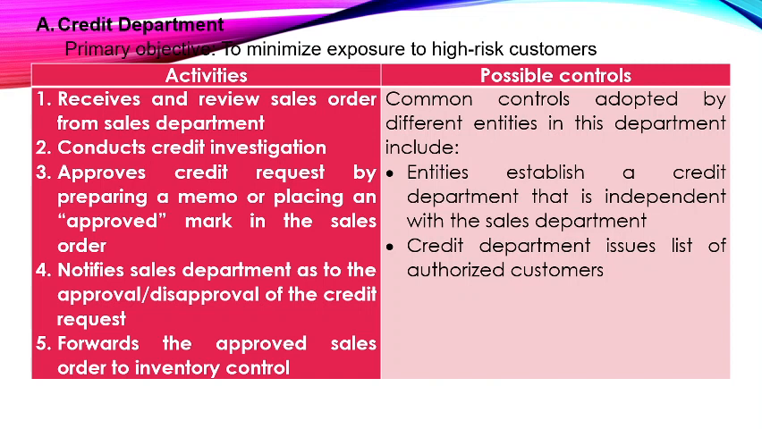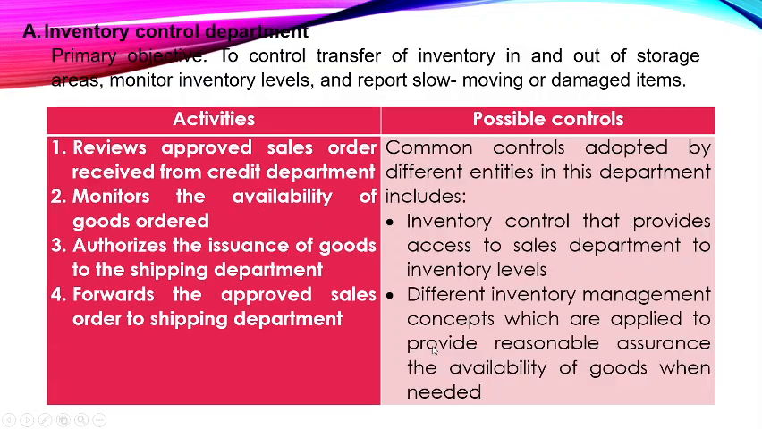The possible controls are: the entity establishes a credit department that is independent of the sales department. The credit department issues lists of authorized customers. This is the control to minimize the unauthorized approval of sales. Then we go now to the inventory control department.